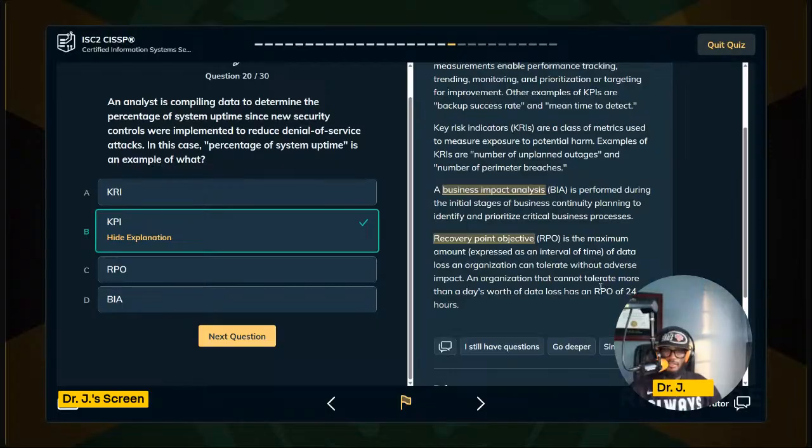Wait, let me read this again. It's the maximum amount, as expressed in an interval of time, of data loss. So RPO is, so it is data, because RTO is time. I'll have to double check that, but I feel like I'm right on that. I think the way that explanation is worded threw me off a little bit.